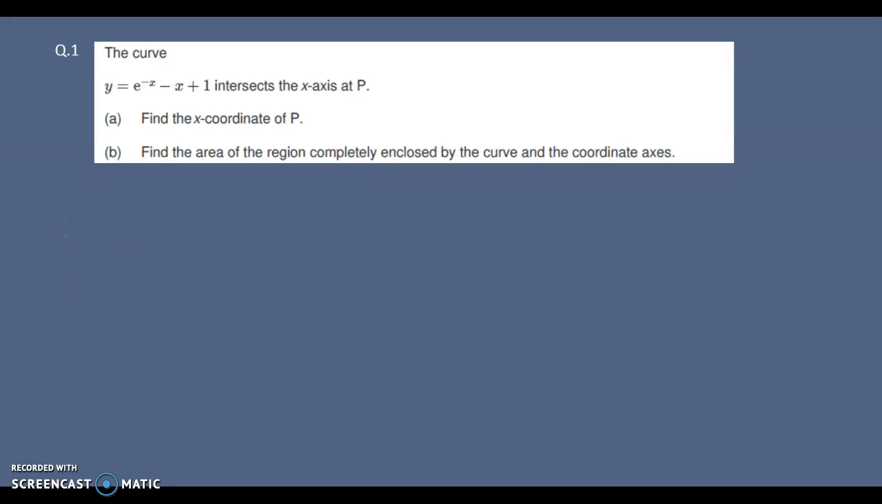Hello students, this is paper 2 calculator based IBDP paper, and the one question from this: the curve y equals e to the power negative x plus 1 intersects the x-axis at P.